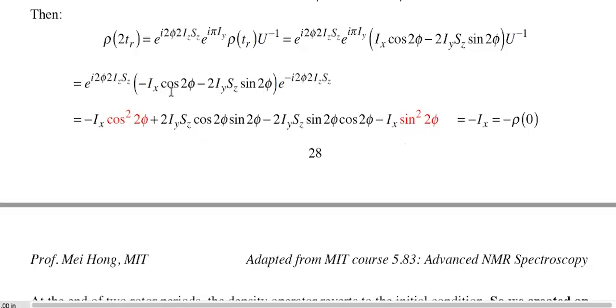The minus Ix cosine 2 phi. Why do I have cosine squared? Because I have an original cosine 2 phi from the first rotor period. And then I have to evolve a second rotor period. And I have to do cosine 2 phi again. So it's cosine squared, and it gets the minus sign. And the other Ix comes out of IySz, the invisible term from the first rotor period, evolving in a second rotor period to do another commutation. And IySz commutating with IzSz will give you Ix coming out.